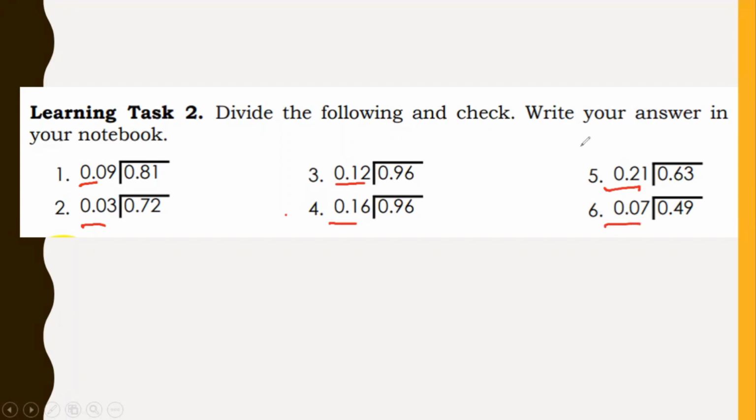So, gagawin nyo muna siya. I-move nyo muna yung decimal point here. 1, 2. I-move mo rin to. 1, 2. So, number 1 will become 81 divided by 9. So, that's very easy. And do not forget to check your answer.